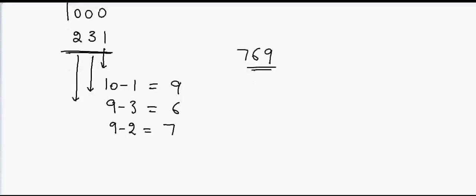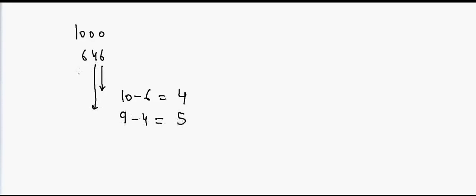Again, if I have 1000 minus 646, in that case I'll take the 6. 10 minus 6 is 4, then I'll take the 4. So 9 minus 4 is equal to 5, and then I take the 6. So 9 minus 6 is equal to 3. So the answer is 354. This method can be very helpful in an exam or in day-to-day calculation.